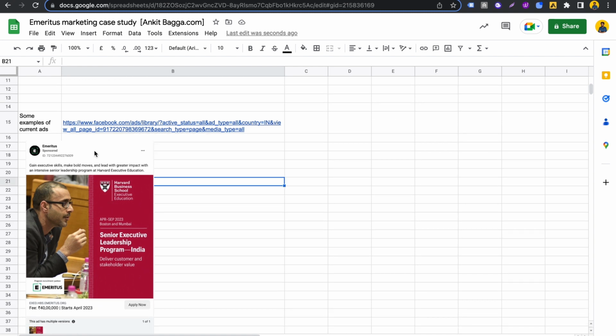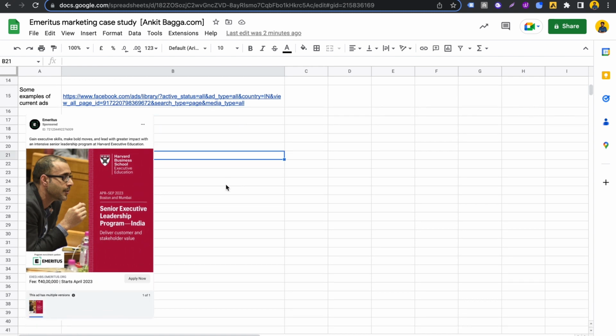And this is what the current ad looks like. If you look at the ad, they're talking about the fees here. I'm not sure why. And they're talking about the fact that a person can gain executive skills. I'm sure we can do better here.